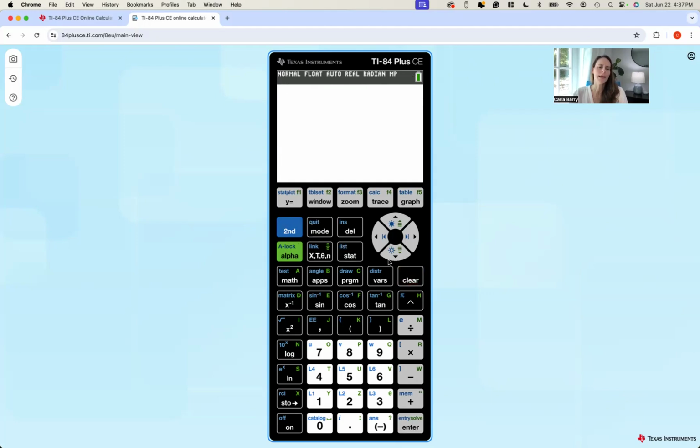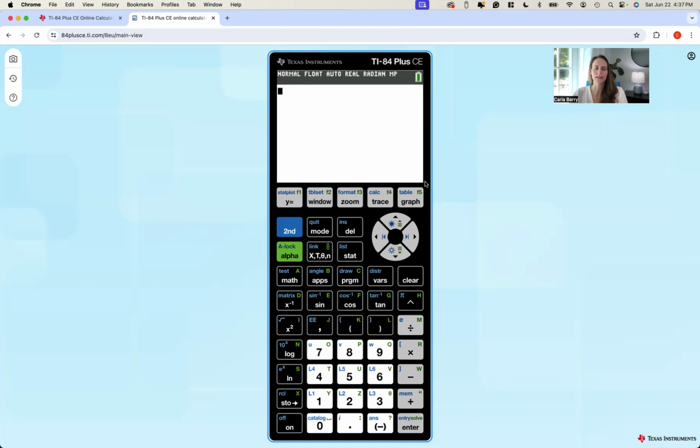Okay. Before I spend time on this, does anyone not know how to graph a parabola and find the vertex and the x-intercepts for a parabola in a graphing calculator?